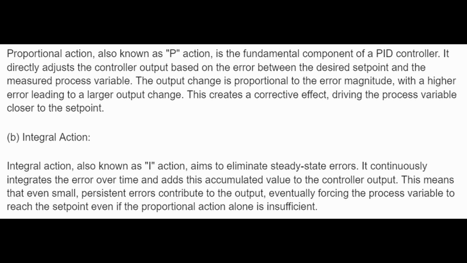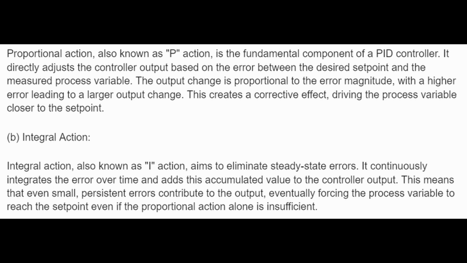A. Proportional action. Proportional action, also known as P action, is the fundamental component of a PID controller. It directly adjusts the controller output based on the error between the desired set point and the measured process variable. The output change is proportional to the error magnitude, with a higher error leading to a larger output change. This creates a corrective effect, driving the process variable closer to the set point.